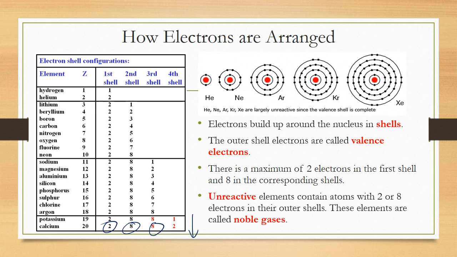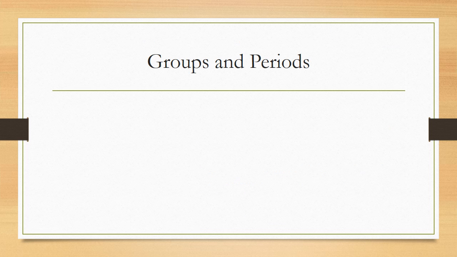Okay, so here are examples of the noble gases. As we move along, you can see that you're increasing the number of shells. Okay, 2 in the first one, a maximum of 8 in the second, a maximum of 8 in the third, and so on. Okay, and they're unreactive because their valence shells are full.